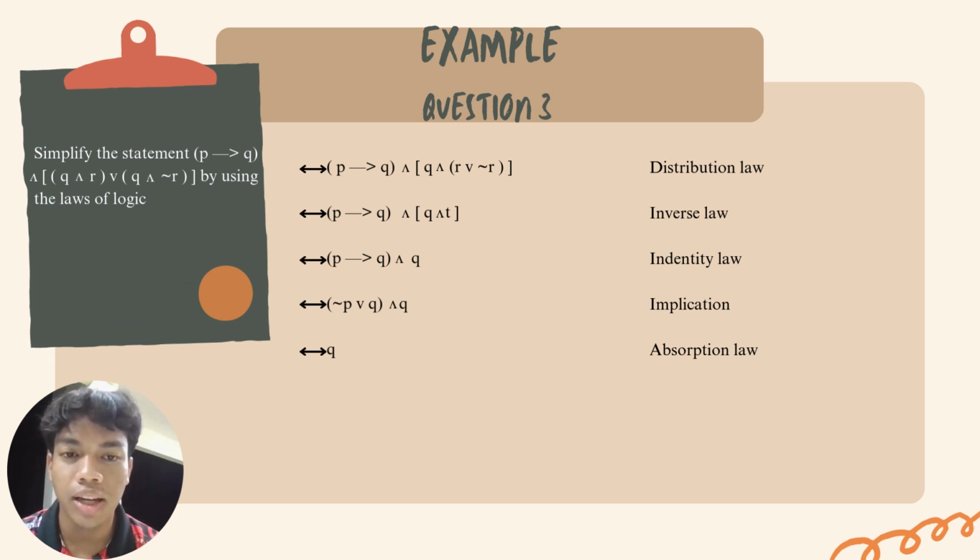After that, we use identity law. We will get Q only. And from that, we will use implication and we will get negation of P, conjunction Q, disjunction Q. After that, we use absorption law.